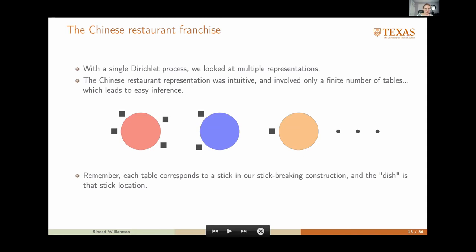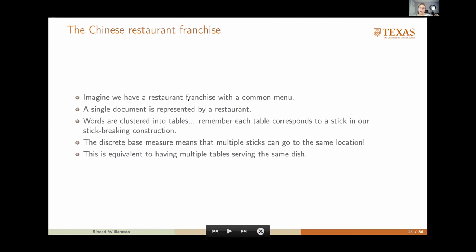Now, we can extend this restaurant analogy to a hierarchy of restaurants. And what is a hierarchy of restaurants? Well, that's a franchise of restaurants. So that's what we're going to be thinking about. We're going to be thinking about a franchise of restaurants, something like a McDonald's, where each McDonald's has infinitely many tables. Right? So all of these restaurants are in different locations, but they have a shared menu. So here, each document is going to be associated with a single restaurant in this franchise. And each word in that document is going to be a customer sat at a table.